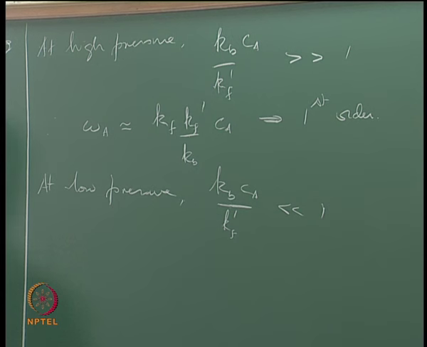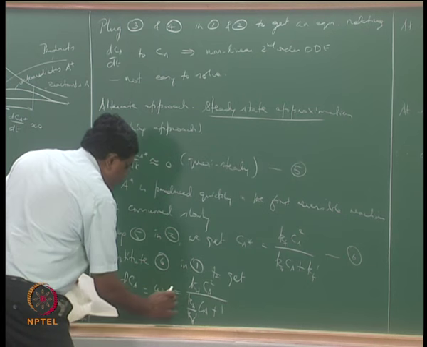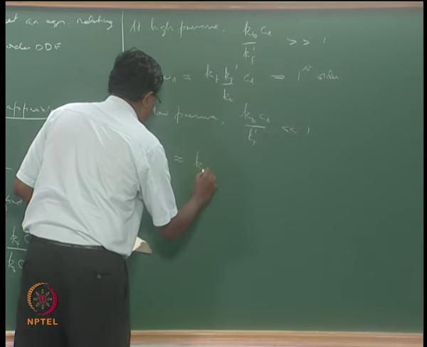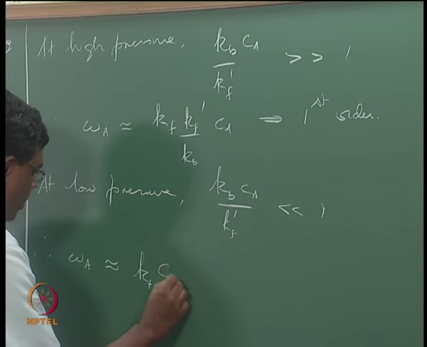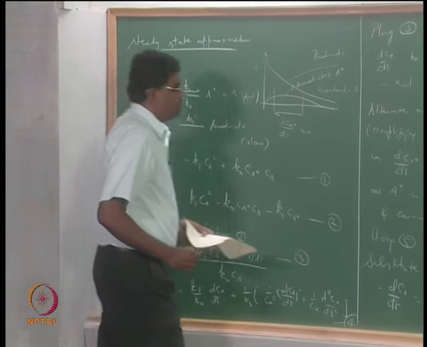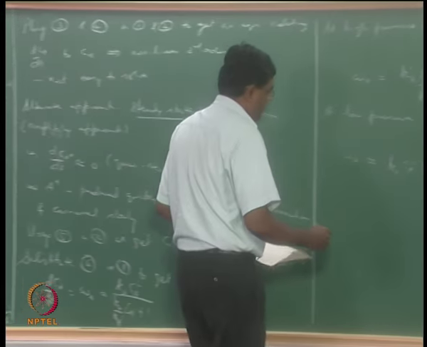Then, therefore, omega A. So what you do is you drop the complete expression there in comparison with 1, and therefore you now simply get this is equal to KF CA squared. So this is second order.